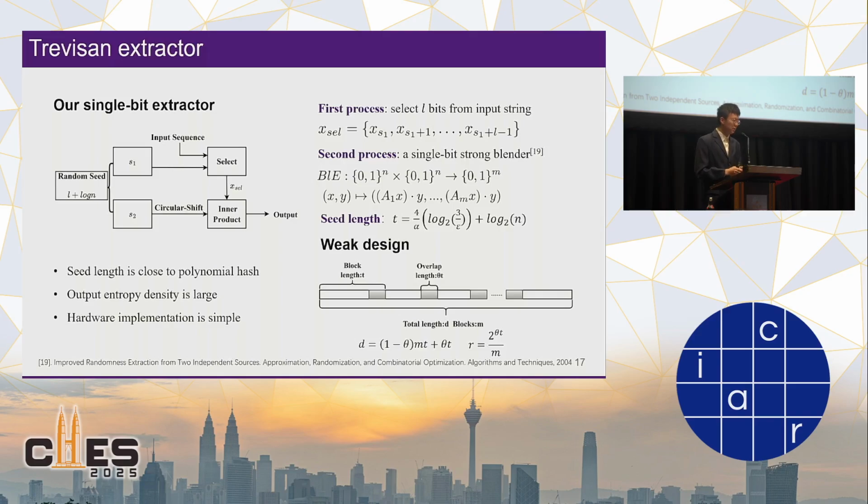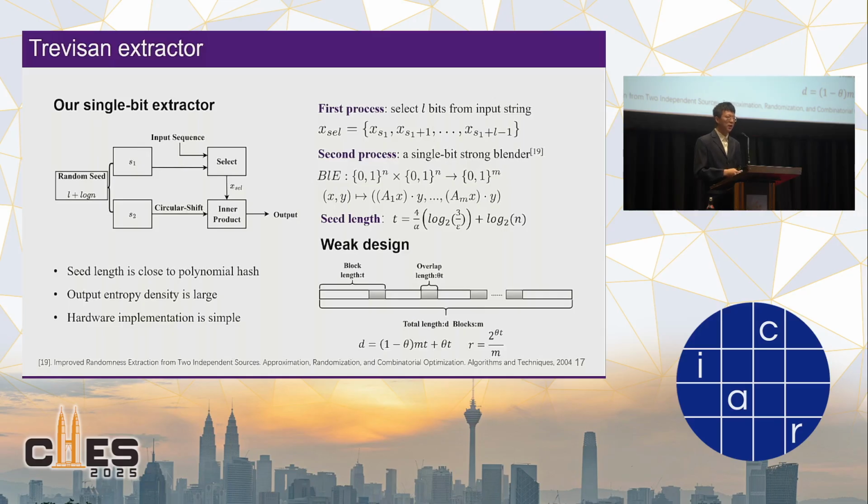A general strong blender is shown like this: X and Y are two segments of raw random numbers from two independent entropy sources, and A is a series of shift matrices. A1 denotes a shift of 1 bit, and AM denotes M bits. As for the single bit extractor, we just need the first term. That means we just need to perform the inner product between XL shifted by 1 bit and the second seed S2 to get the single output.